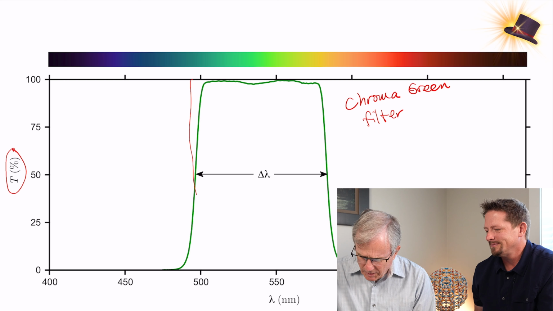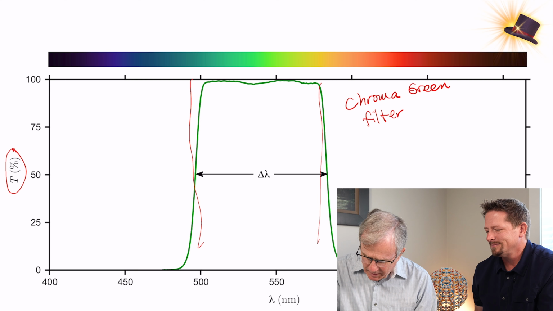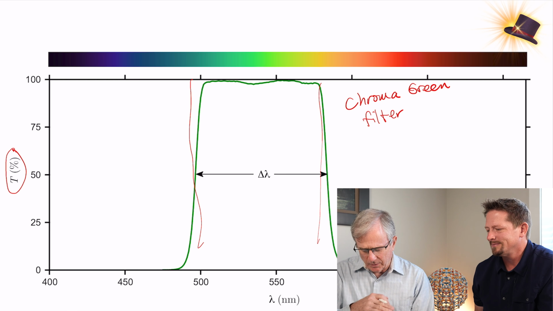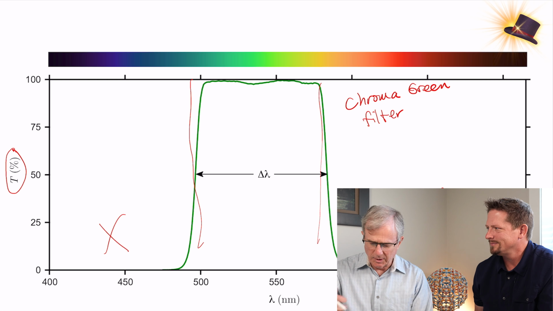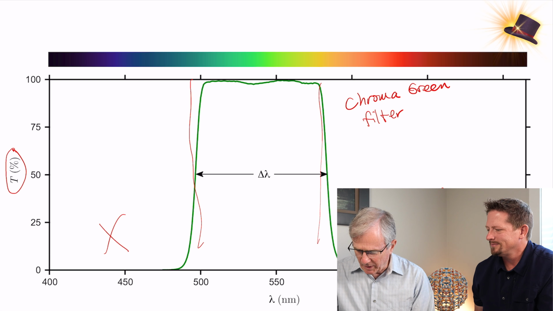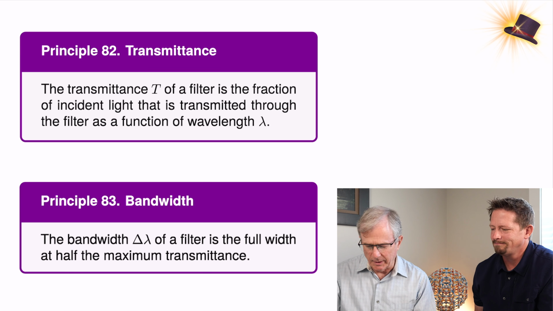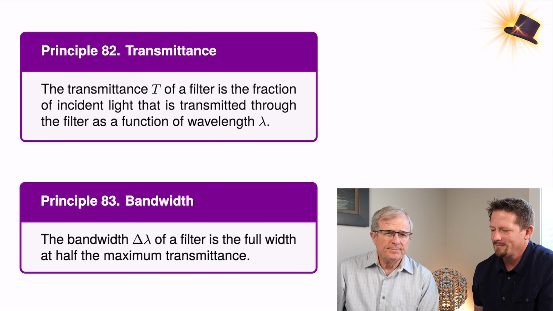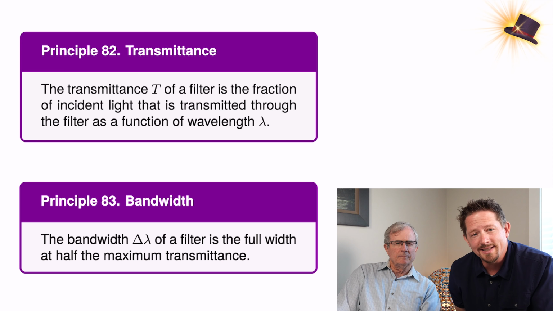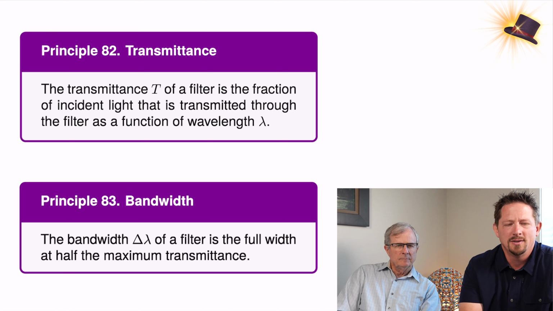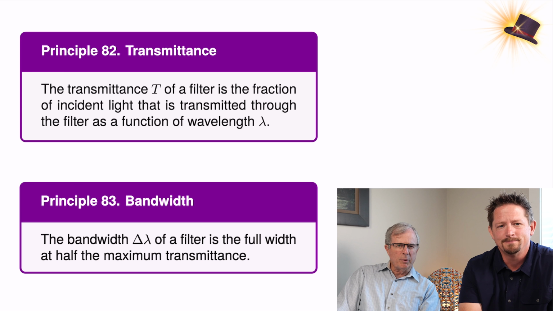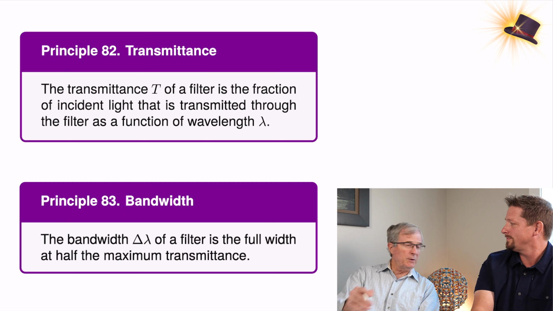So this right here, between here and here, are the range of wavelengths that pass through the filter, and then all the other wavelengths are excluded. That's the whole idea. Principle 82, transmittance. The transmittance of a filter is the fraction or portion of incident light that is transmitted through the filter as a function of wavelength. Or the percentage. Like we talked about there.